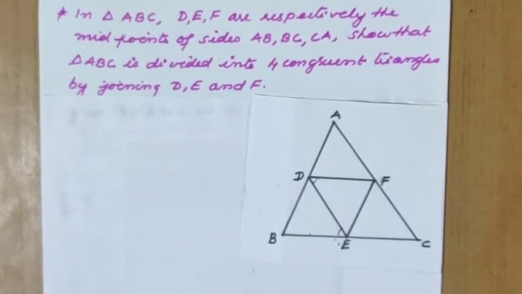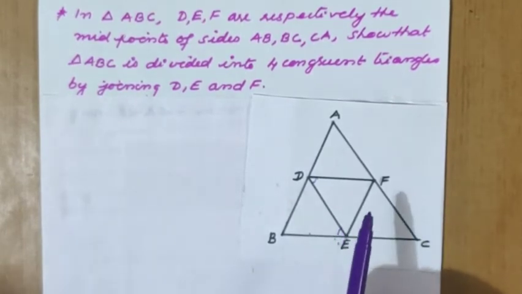Children, chapter 8 quadrilateral, we already completed midpoint theorem and converse midpoint theorem. Now based on that example and exercise 8.2 we have to do. So examples first: in triangle ABC, D, E, F are respectively the midpoints of the sides AB, BC, CA. Show that triangle ABC is divided into four congruent triangles by joining D, E and F.